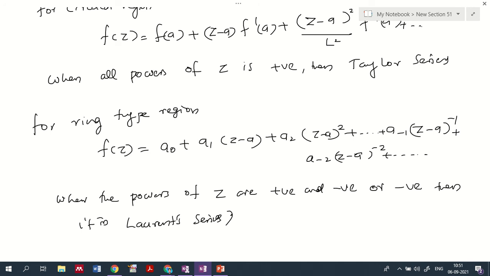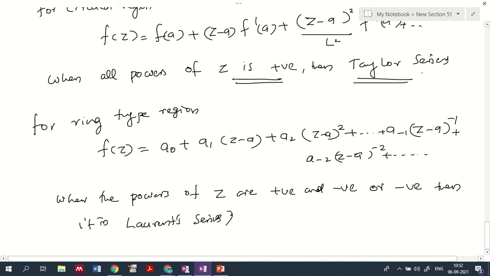Okay, if the power of z is coming out, let you examine that where a equal to 0, okay, so a equal to 0 means z minus a will be equal to simply z. So in that case, if the power of z is positive, then it will be Taylor series. That means all the powers of z should be positive, then it will be a Taylor series.